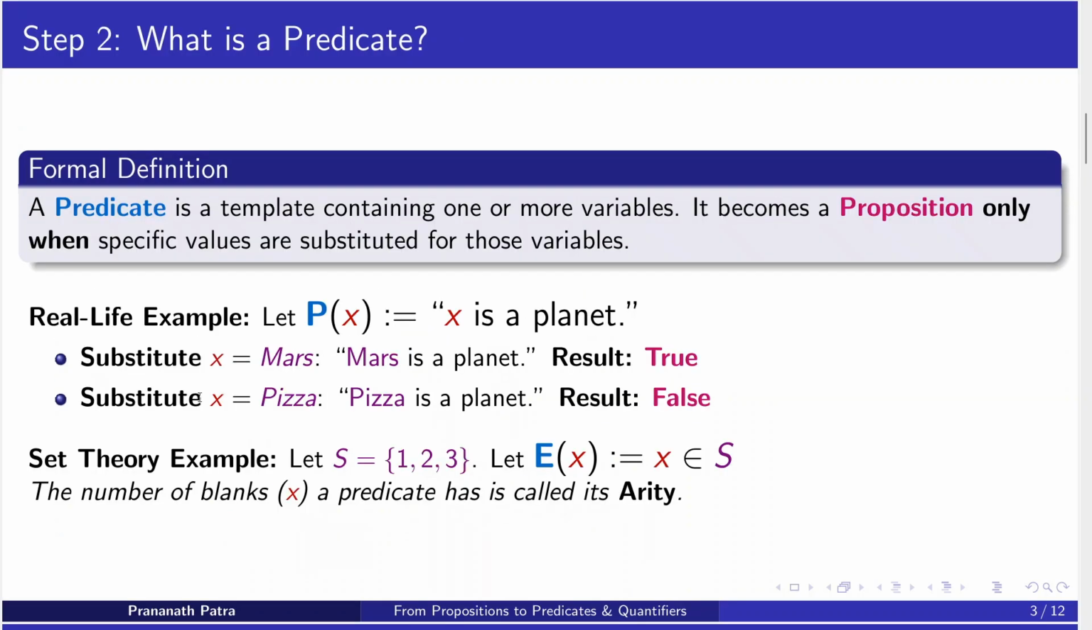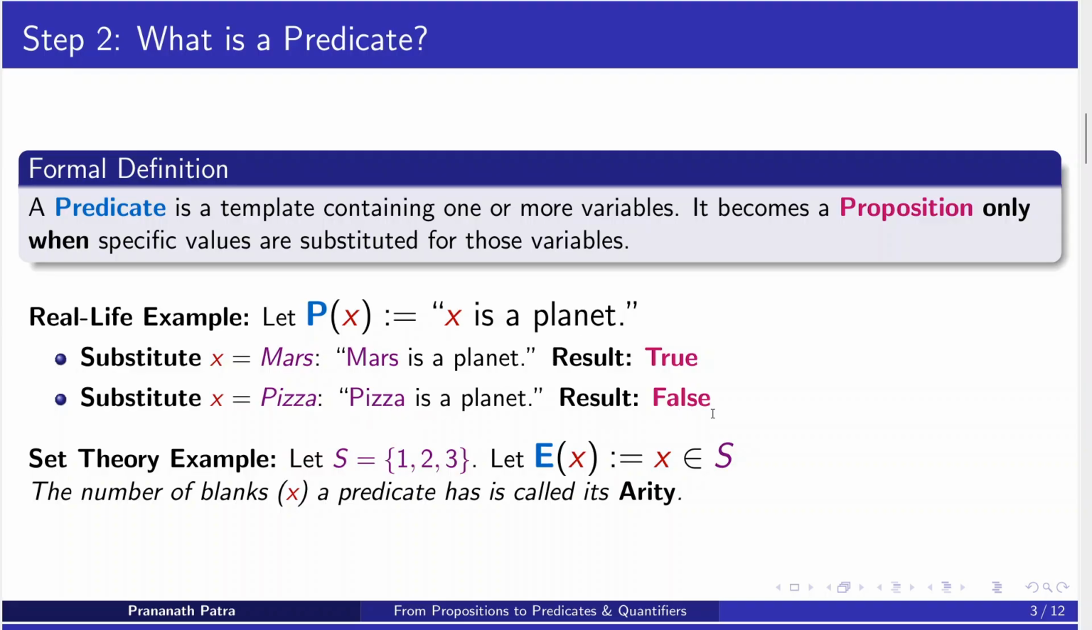Step 2. What is a predicate? Think of a predicate as a template containing one or more variables. By itself, it has no definitive truth value. It becomes a proposition only when specific values are substituted for those variables. For a real-life example, let P of x be defined as x is a planet. If we substitute x with Mars, the statement becomes Mars is a planet. The result is true.